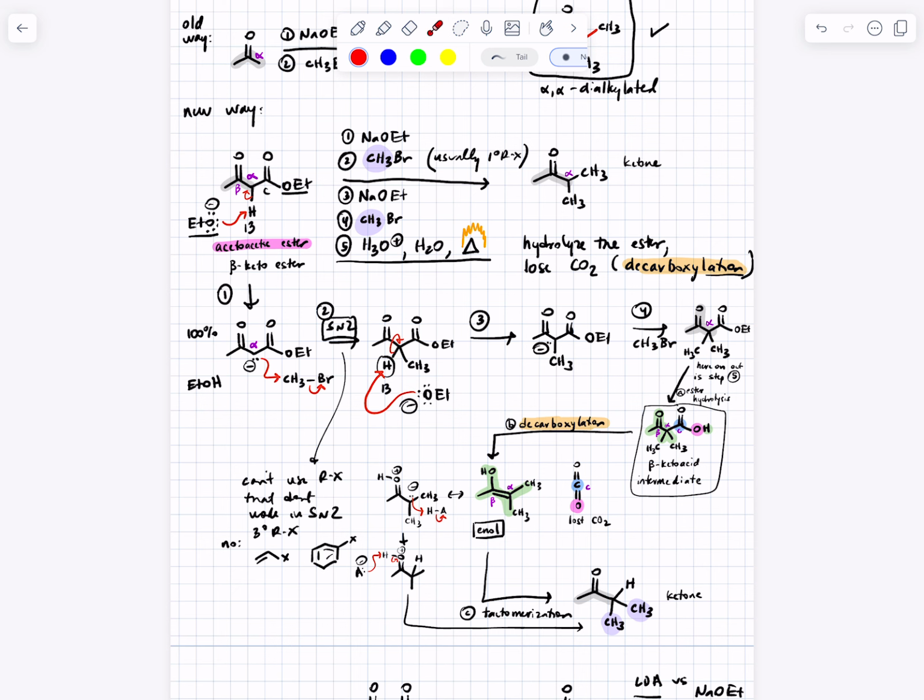By the way, if we had not wanted to put on the second alkyl group, we could have skipped steps 3 and 4 and proceeded directly to step 5.